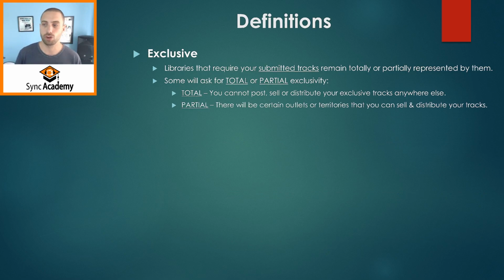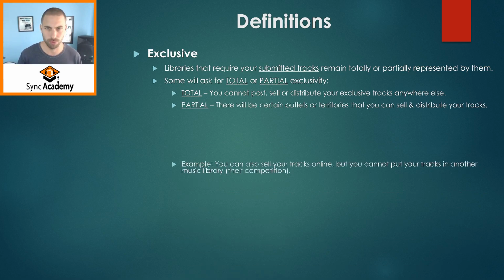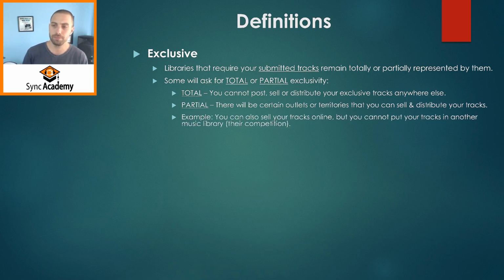Partial just means that there will be certain outlets or territories that you can sell, distribute, publish, monetize your tracks to. Let's talk about what those might mean, okay? One example could say you can also sell your tracks online, let's say through iTunes, or you can distribute your tracks through streaming services like Spotify, but you cannot put those same tracks in another music library.